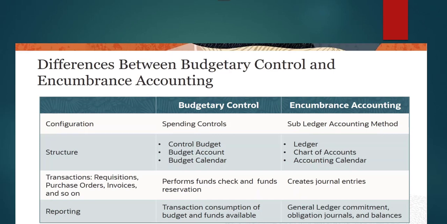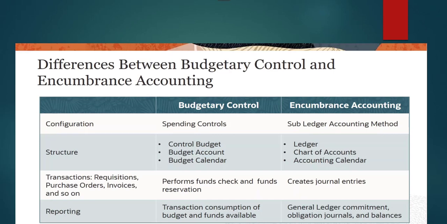Starting off with the differences, budgetary control orchestrates the spending control process by validating if transactions have sufficient funds and if they are subject to spending controls. It stores a budget, and it performs funds check and funds reservation when transactions are submitted or approved.